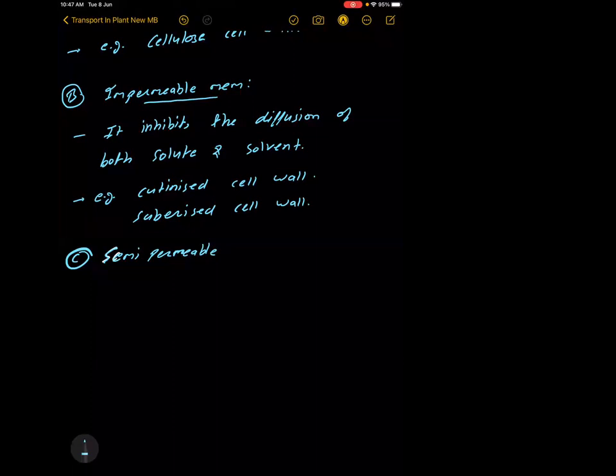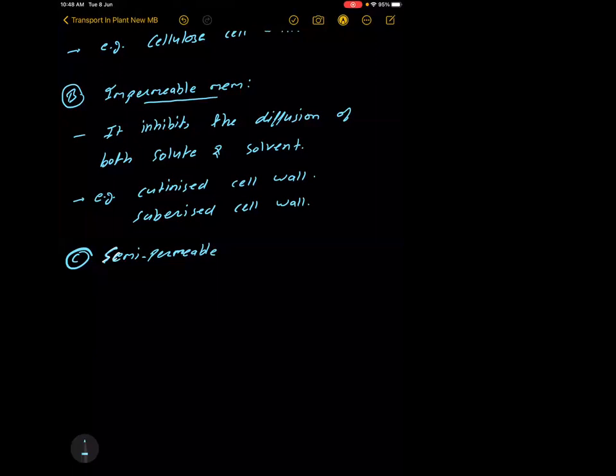Are you aware of cork? Cork. Yes, sir. That cap, bottle cap. Mostly you can see it in the chemistry lab. So that cork is actually suberin. That is suberin material. So it cannot allow anything through it. So that is suberin, suberized cell wall.